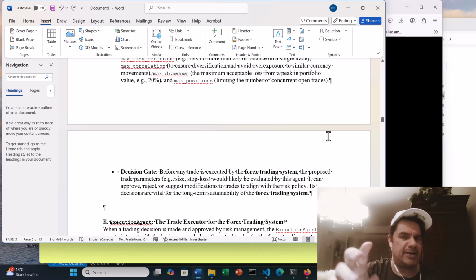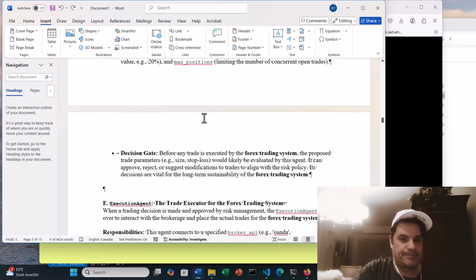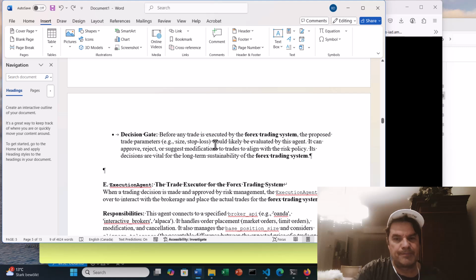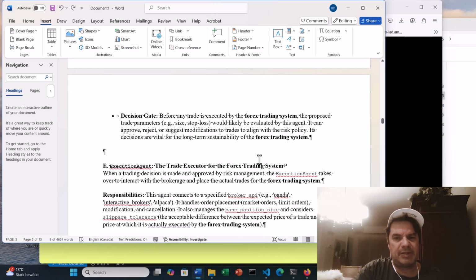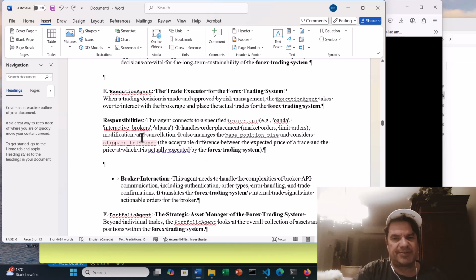You could probably add in here the Kelly criterion, which will throttle the available amount per trade depending upon the general performance of the trading system. You could also add that. So we also have some decision gate. Proposed trade parameters, size, and stop loss would likely be evaluated by this agent. It can approve, reject, or suggest modification of trades to align with the risk policy. Decisions are vital to the long-term sustainability of the trading system, and not only that, but of the trading account. But you can see here how sophisticated this is.